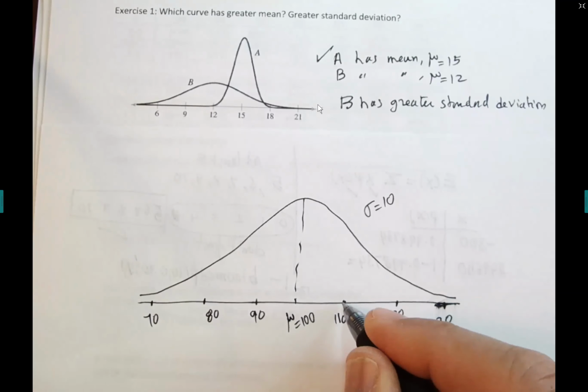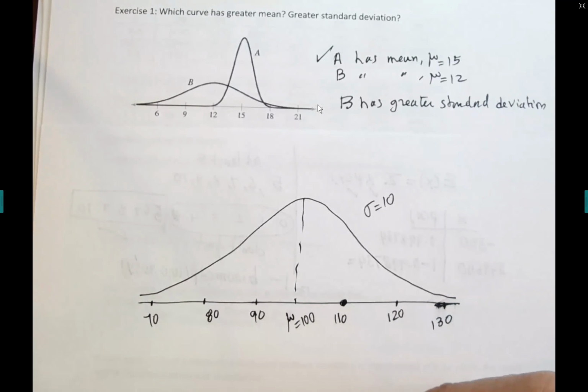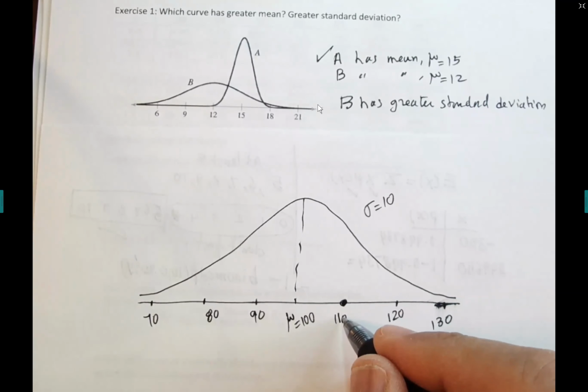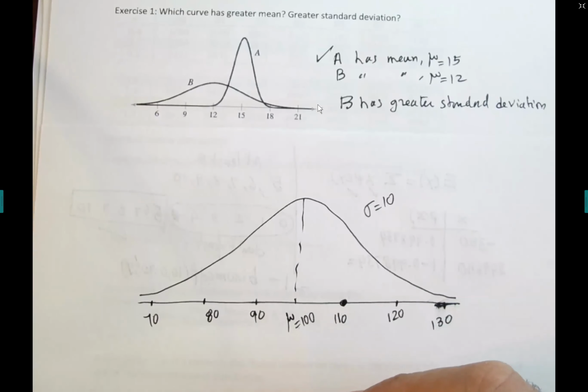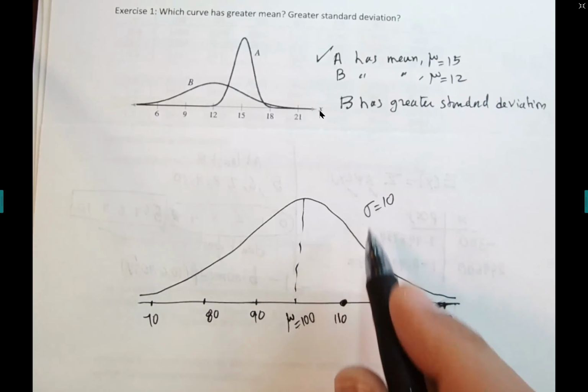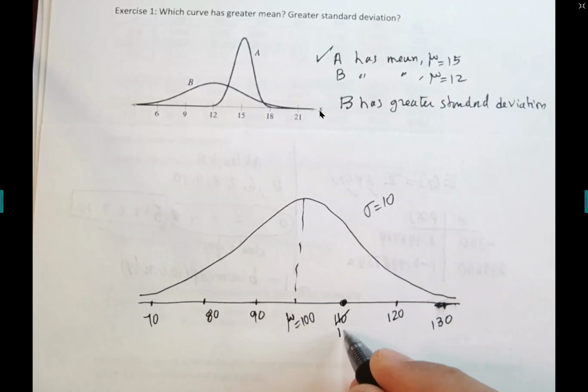If I take this value, my question to you: how many standard deviations is 110 apart from 100? By how many standard deviations? One standard deviation. Okay, great. It is one standard deviation. Let me tell you why, guys. Because the difference between 100 and 110 is 10, and each 10 is a standard deviation, so that's one standard deviation. I'm just gonna put 1 sigma, one standard deviation.